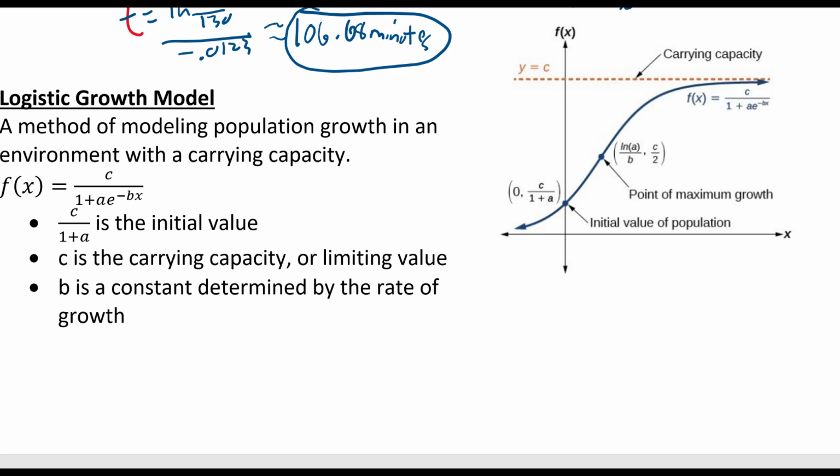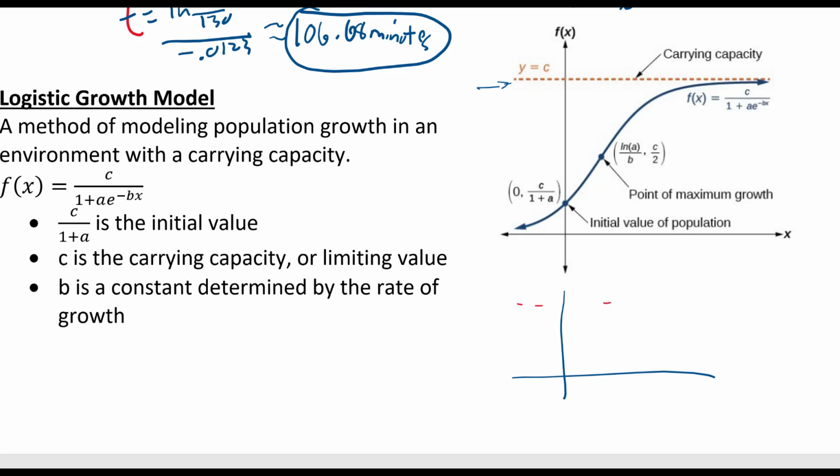Now we'll talk about the logistic growth model. This is a really cool model, and we often talk about population growth and how it grows really without bound. But the reality is there is going to be a carrying capacity. As you see in this graph here, this orange line is the carrying capacity. So a population will reach a carrying capacity that the resources of that environment can support.